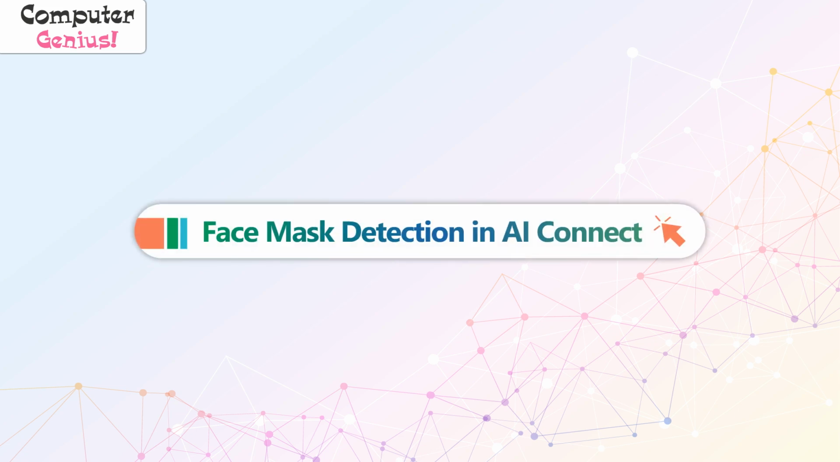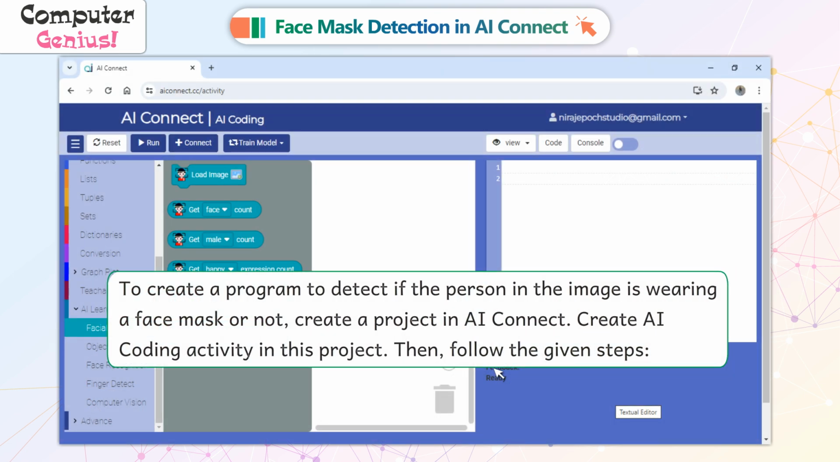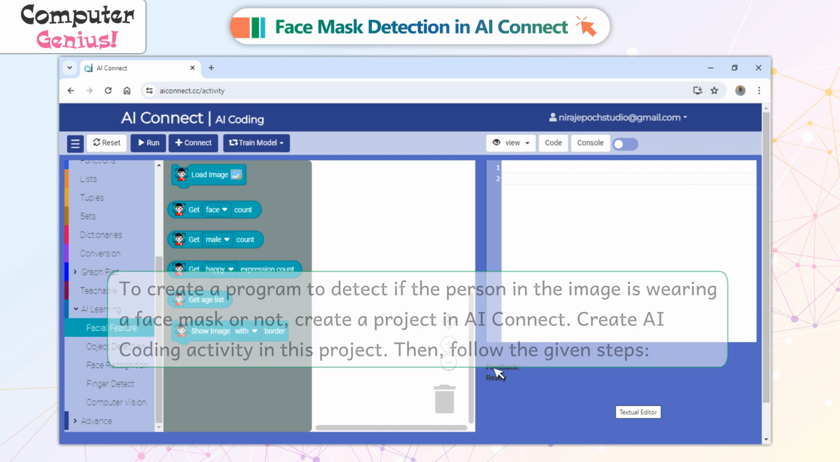Face mask detection in AI Connect. To create a program to detect if the person in the image is wearing a face mask or not, create a project in AI Connect. Create AI coding activity in this project. Then, follow the given steps.